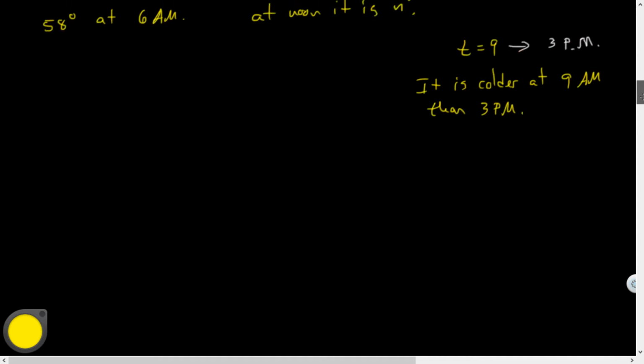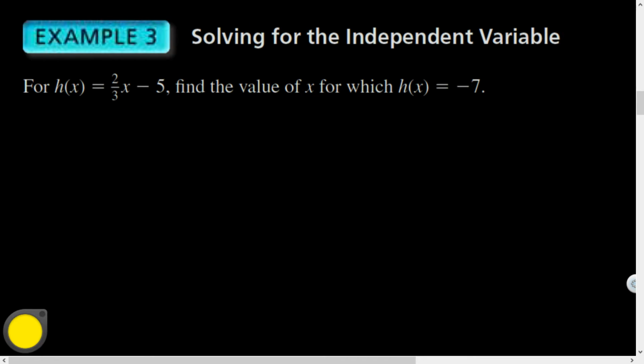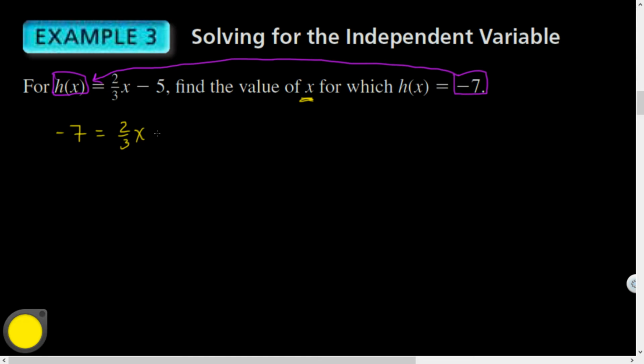All right, let's do another example here. Solving for the independent variable. Example: h of x equals 2/3 x minus 5. Find the value of x for which the output, remember that's what this represents, is equal to -7. So I'm searching for x, and I want the output to equal -7. If the output is equal to -7, then I'm going to replace the entire output with -7. So -7 equals 2/3 x minus 5.